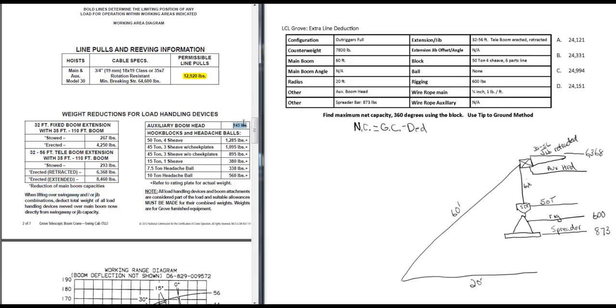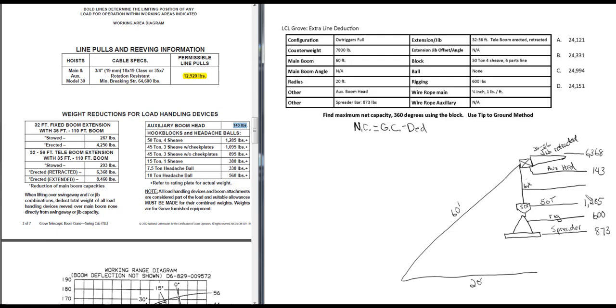Okay, we've got auxiliary boom head, 143. We've got our 50 ton block, which is 1,285 pounds. And we've got our 6 parts line. But how much of that line do we need, and how much is extra that we have to deduct?